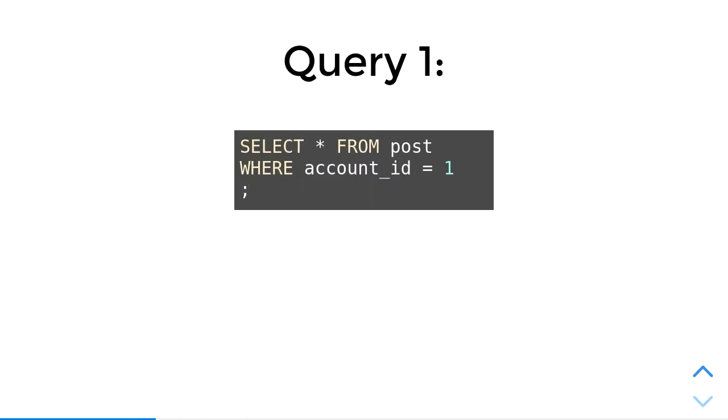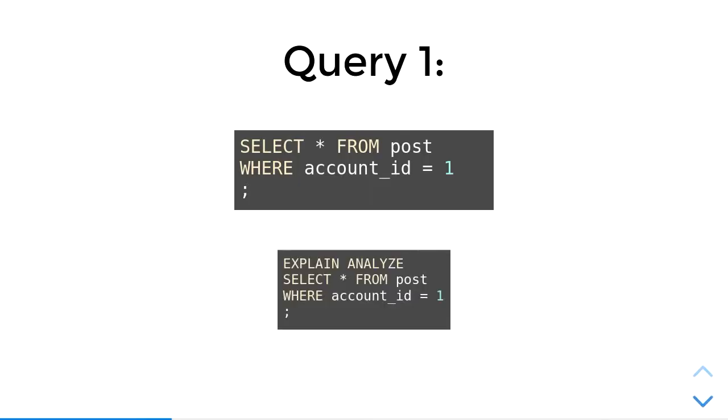So here's our first query, pretty straightforward to anyone familiar with SQL. We're going to get everything from the post table where the account ID is our account number. And I'm going to analyze what Postgres does by using EXPLAIN ANALYZE, and that's going to get Postgres to output its query plan, what it plans to do to satisfy this query.